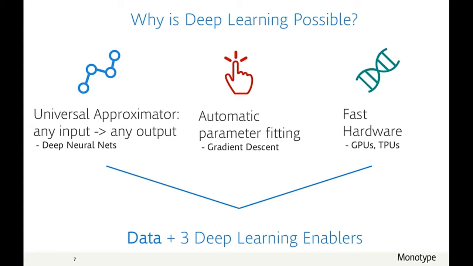Next thing we need is, once we have a universal approximator, we need to tune it to make it fit the function we desire to approximate. So we need second parameter fitting. And it so happens there's something called gradient descent, which does this. So that's the second enabler.